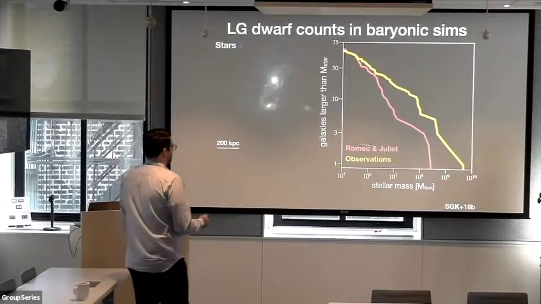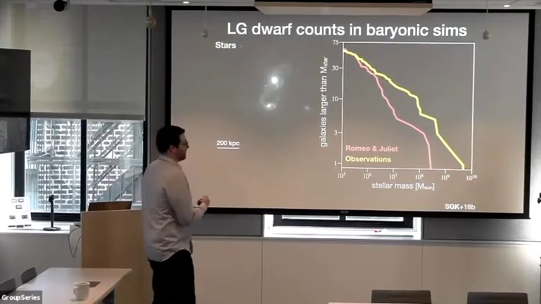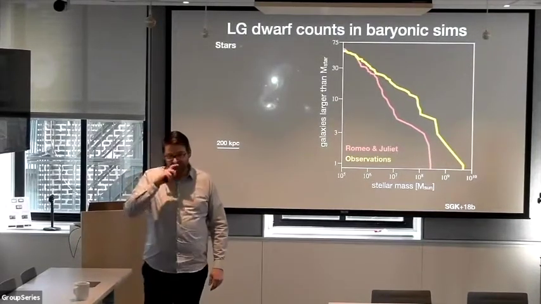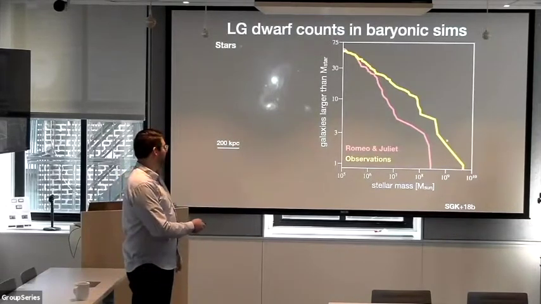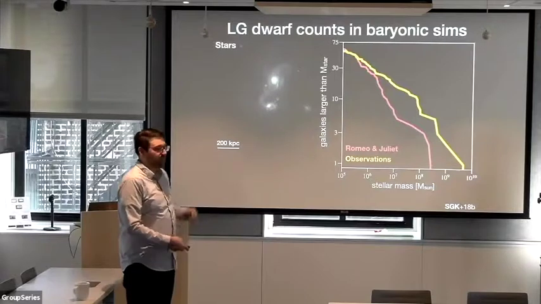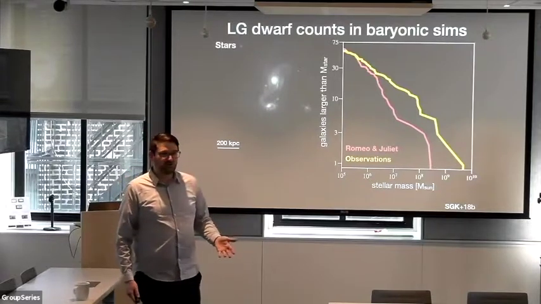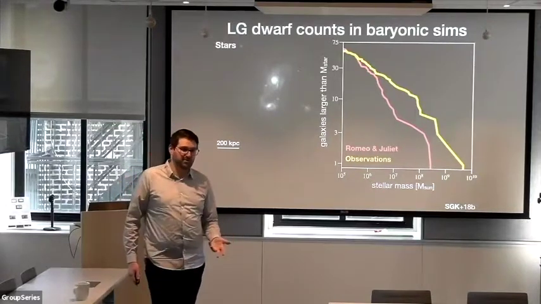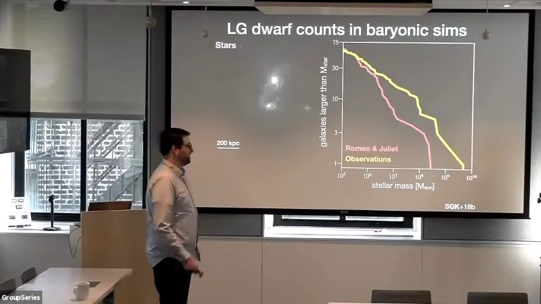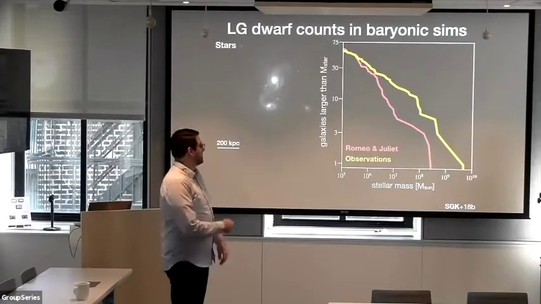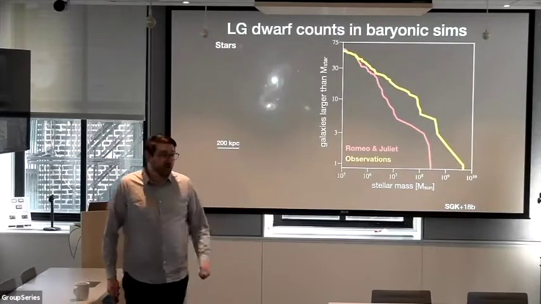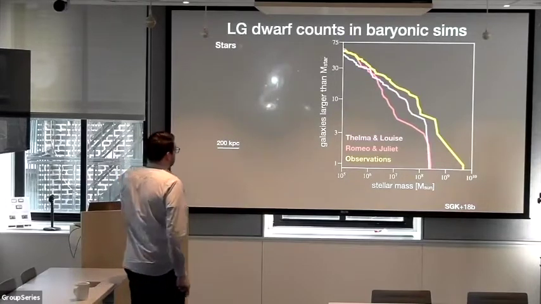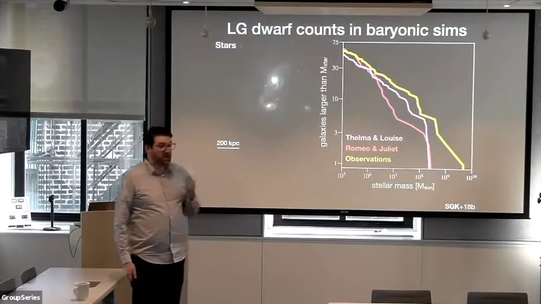This simulation, we're naming Romeo, the bigger galaxy, and Juliet for the smaller galaxy. And I would argue this looks great, right? Okay, maybe we don't have 2 or 3 of the biggest dwarf galaxies around the local group, things like M33 and M32 that have of order 10 to the 9 to 10 to the 10 in stars. But when you get down to smaller masses, I would say we're bang on the observations. We have a second one of these, which I'm calling Thelma and Louise. That one is also, I would argue, bang on the observations.